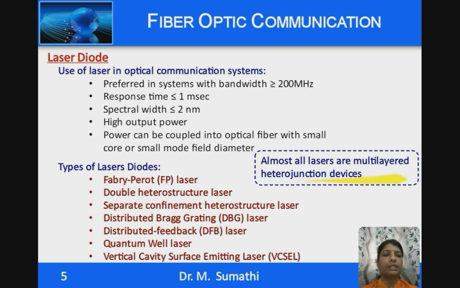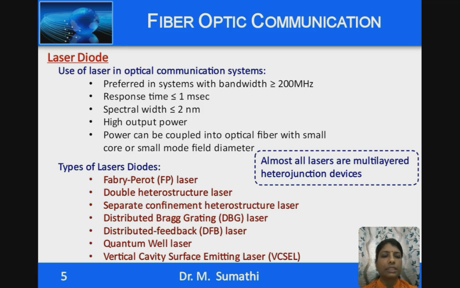Almost all the laser diodes are multi-layered heterojunction devices. In fact, the double heterojunction LED evolved from the successful demonstration of optical and carrier confinement in lasers. Let us look into the Fabry Perot laser. The Fabry Perot laser has two semi-reflecting mirrors placed on either side of the cavity to form an optical resonant cavity within which light gets reflected to and fro and lasing action takes place. The FP lasers are of low cost.